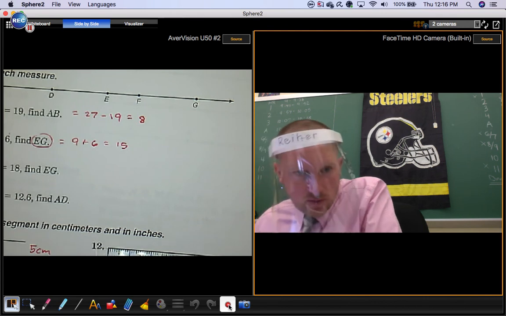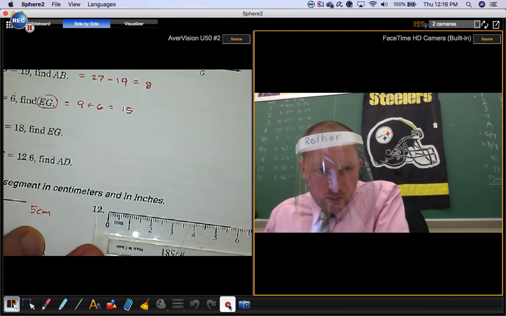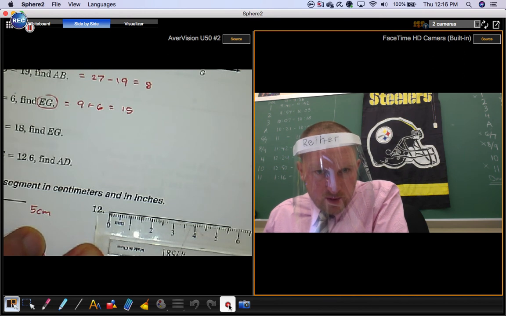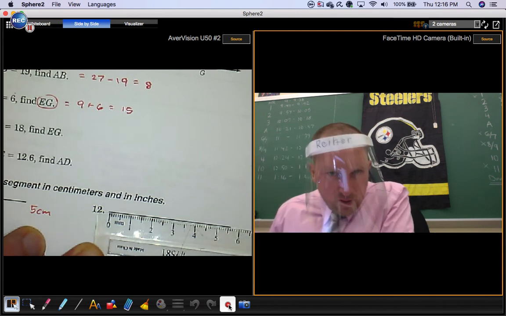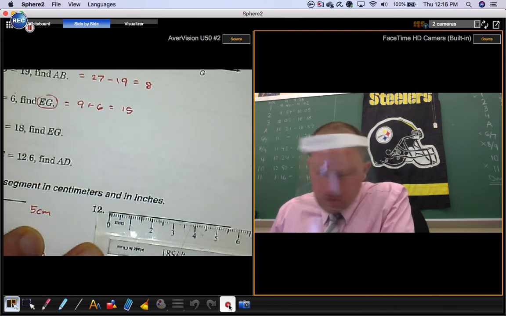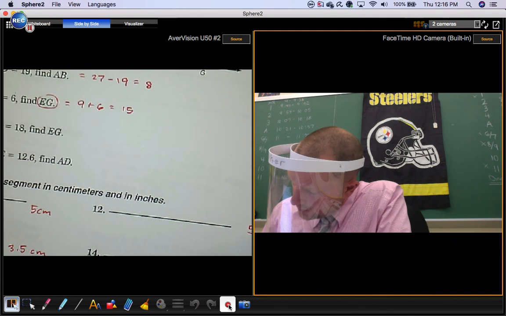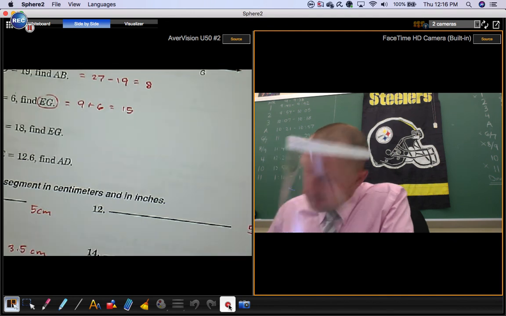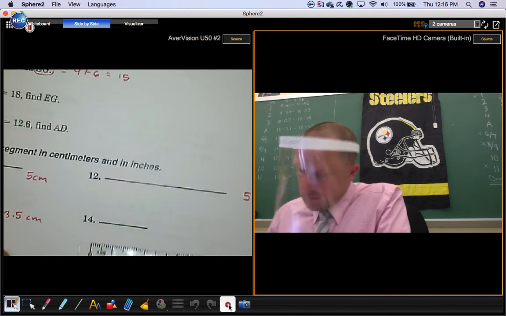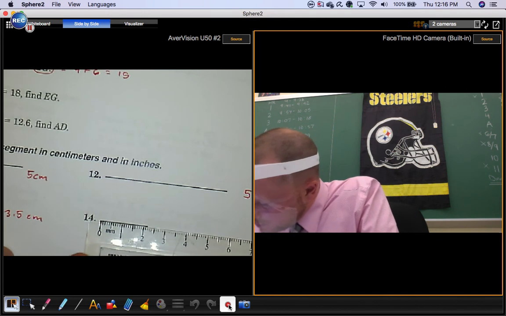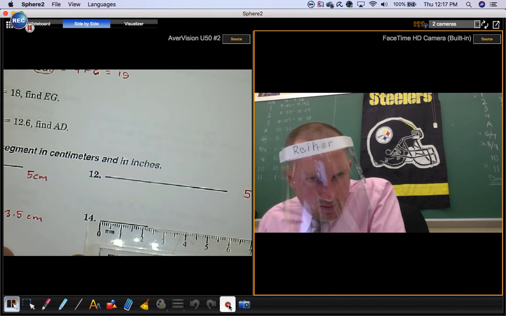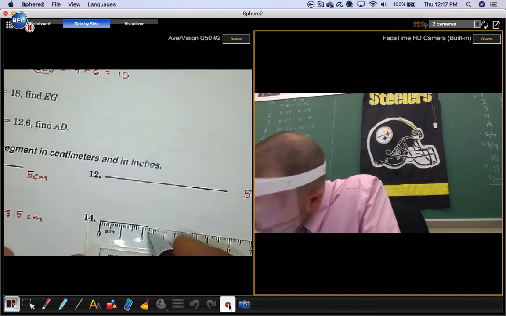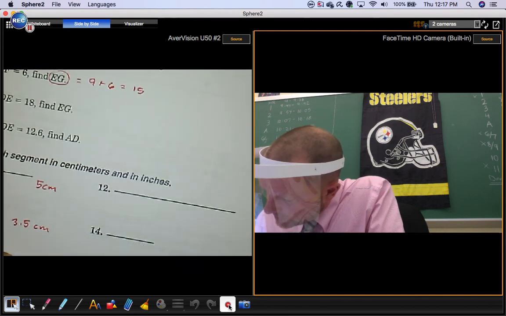Number 12, definitely bigger than 5.5. Looks like it's one little line past 5.5. So we'll call it 5.6. Number 14, bigger than 2 centimeters. Looks like 2 little lines past.